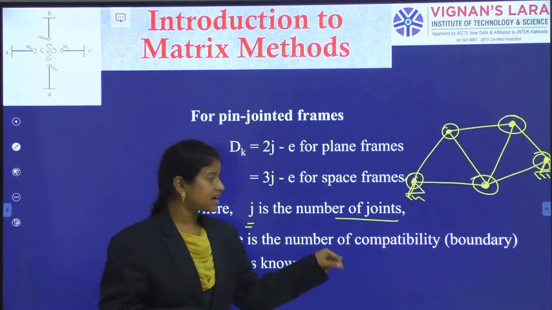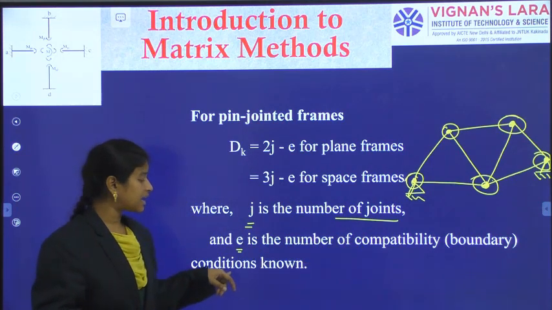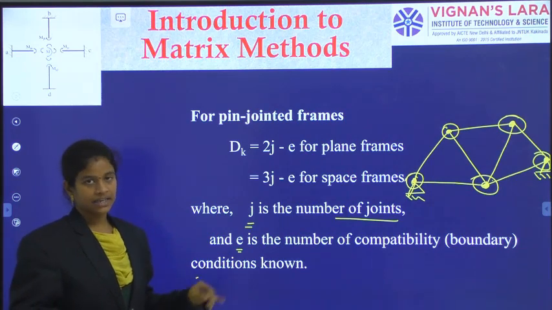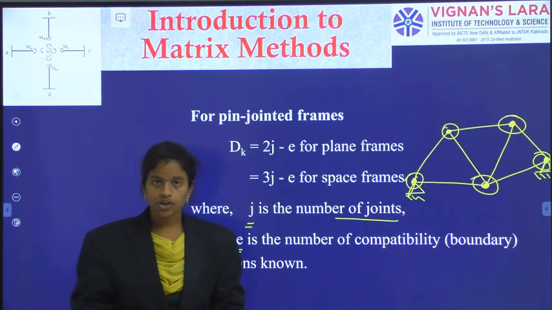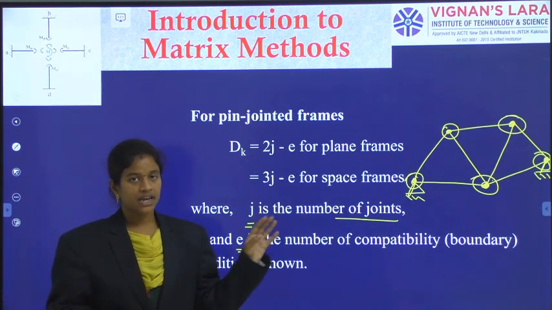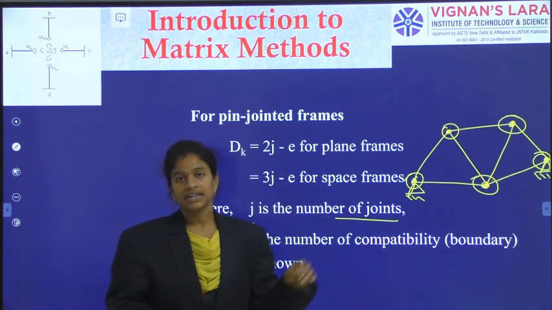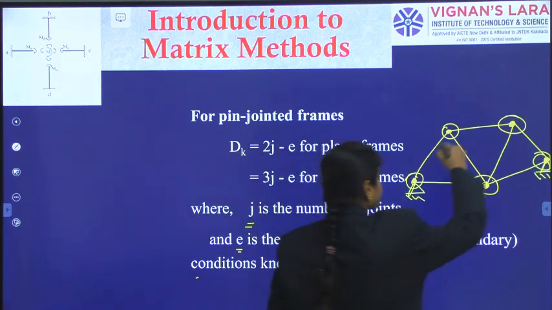e is the number of compatibility conditions known. Boundary conditions, what I know, that is e. So, the boundary conditions we know, that is e, and 2 times j minus e is the degree of kinematic indeterminacy for the plane pin jointed frame.